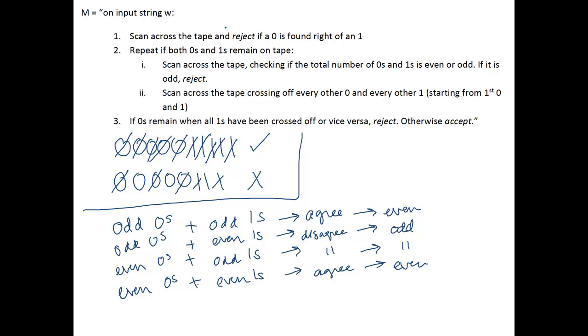Because we agreed on every parity check. We passed every parity check, and we eliminated all of the zeros and ones in the same number of steps. So that means the number of zeros and ones at the beginning was equal. So we go ahead and accept.